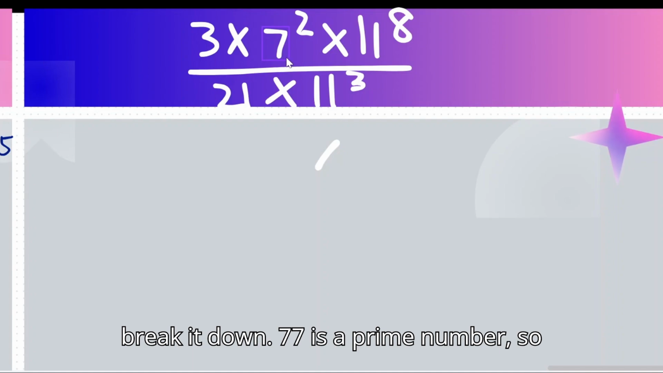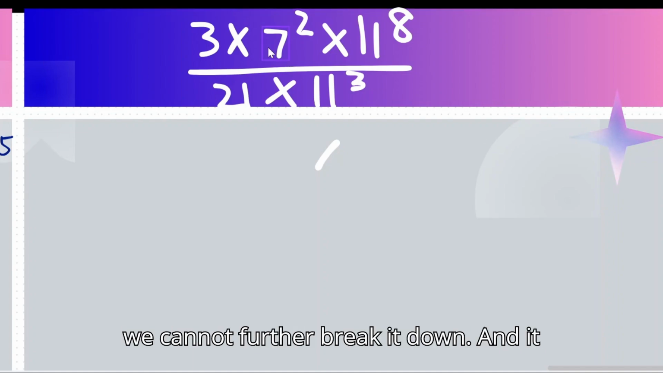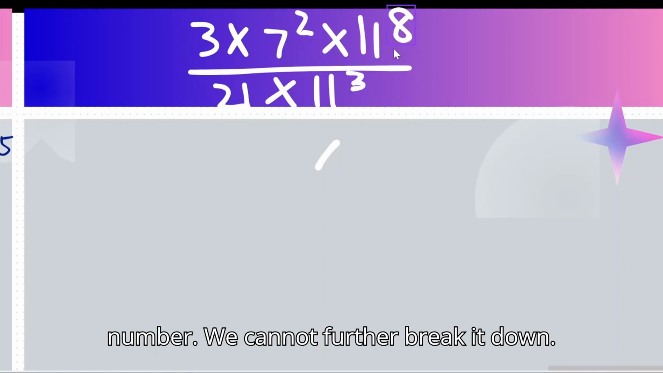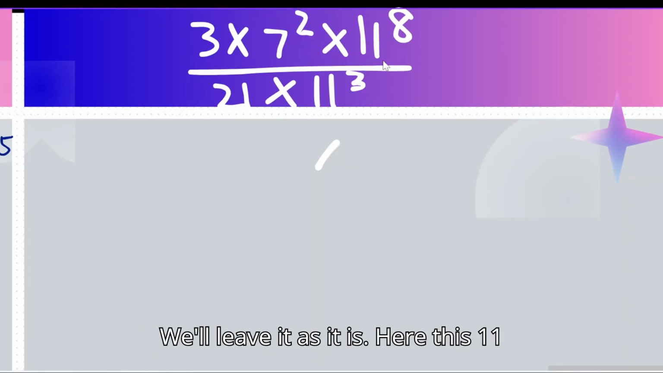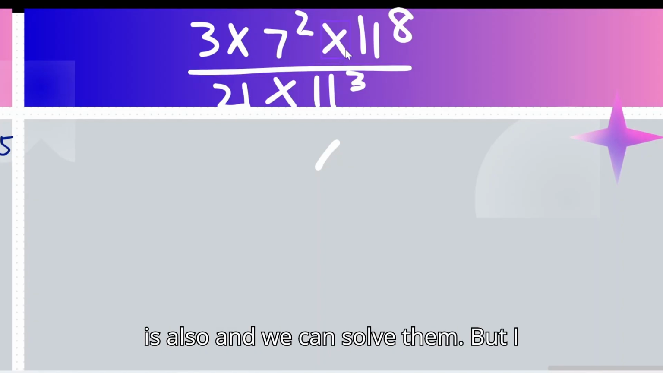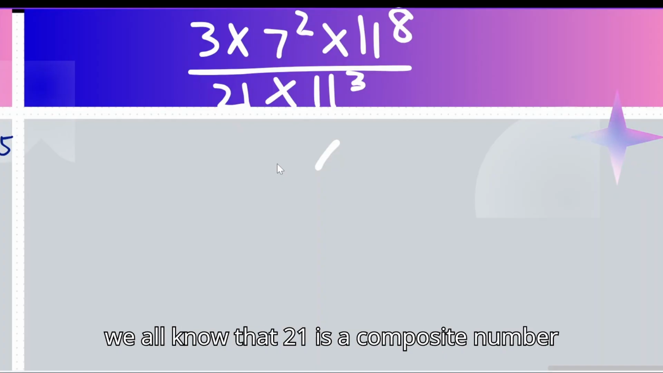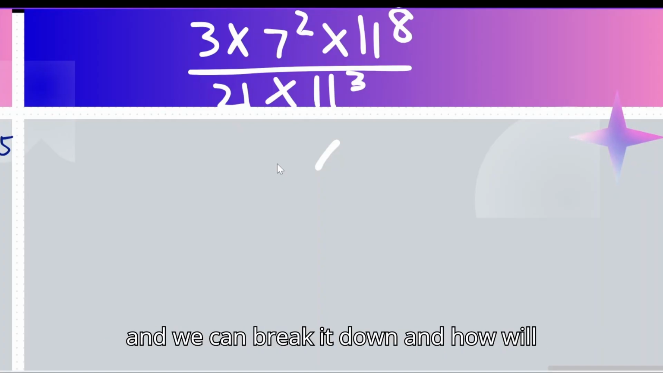7. 7 is a prime number. So we cannot further break it down and it has a power also. 11 is also a prime number. We cannot further break it down. We leave it as it is. Here this 11 is also and we can solve them. But I see 21. Now 21 is prime or composite. So we all know that 21 is a composite number and we can break it down.